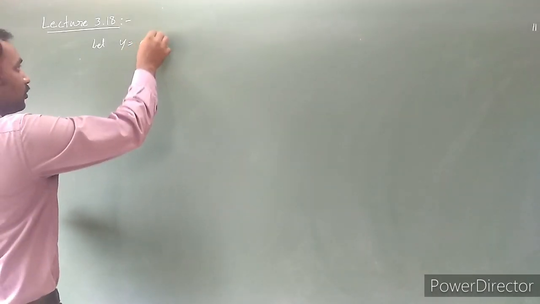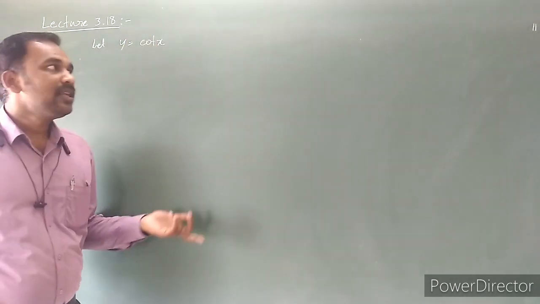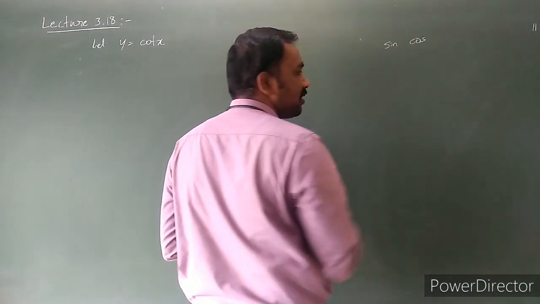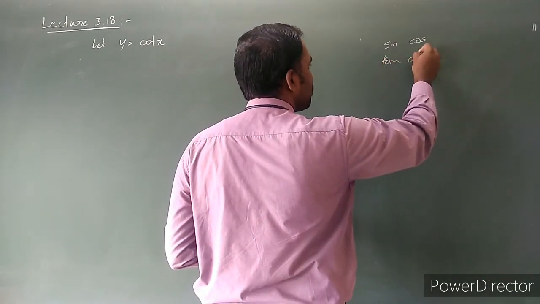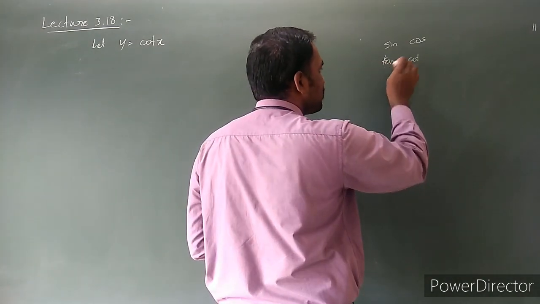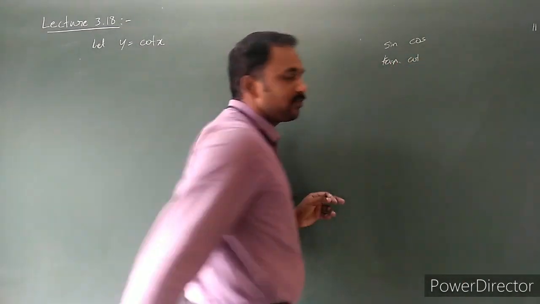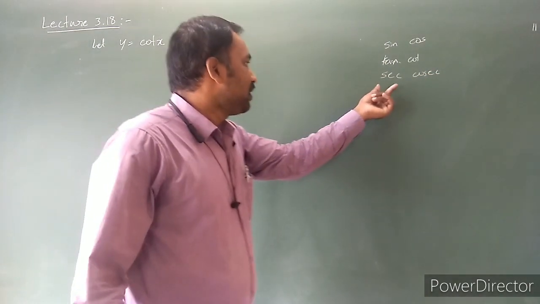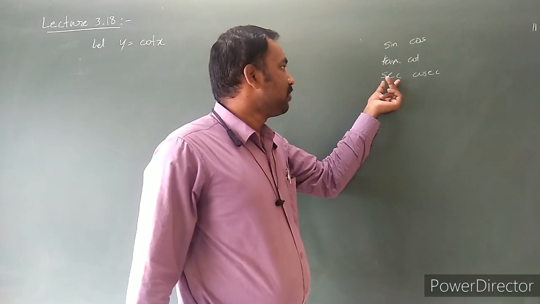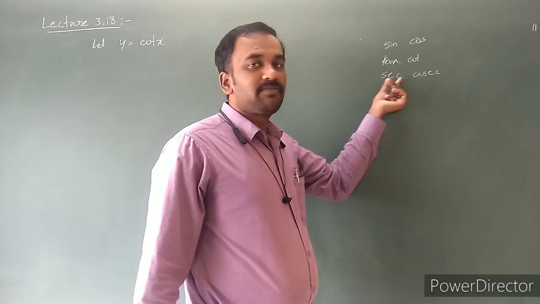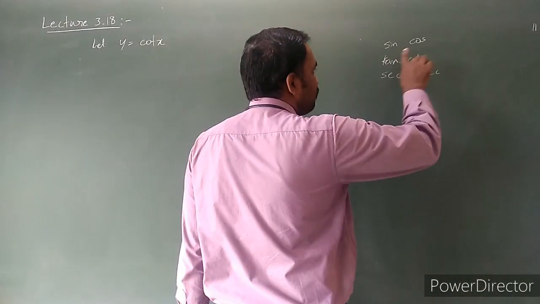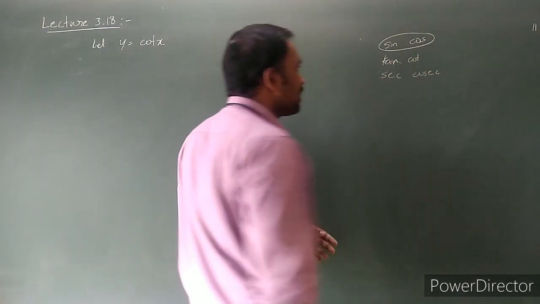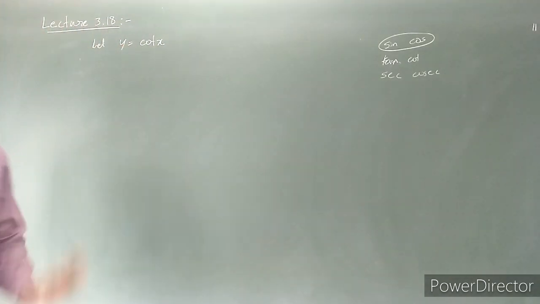Let y is equal to cot of x. As you observe, the domain and ranges of the sine function and cos function are the same, and the tan function and cot function are a little bit the same. The only change is that tan is not defined for odd multiples of pi by 2, while cot is not defined for integral multiples of pi. Similarly, sec and cosec are almost the same, but sec is not defined for odd integral multiples of pi by 2, and cosec is not defined for integral multiples of pi. So the graph will be similar. Sine and cos have the same graph with a little shift of interval, and similarly tan and cot will also be related. How will you get it? Check it.